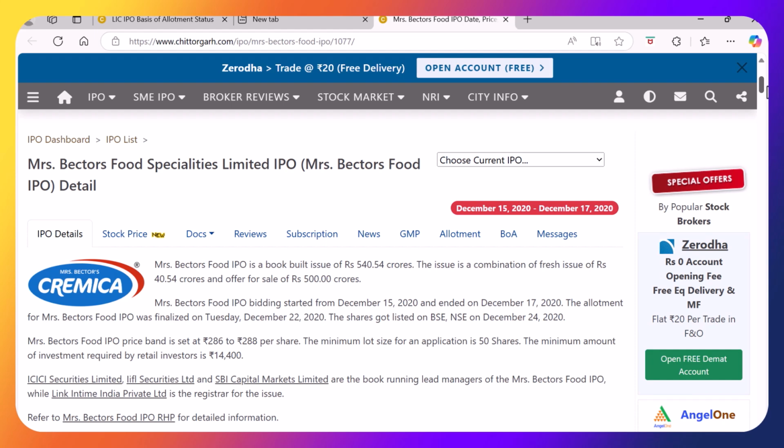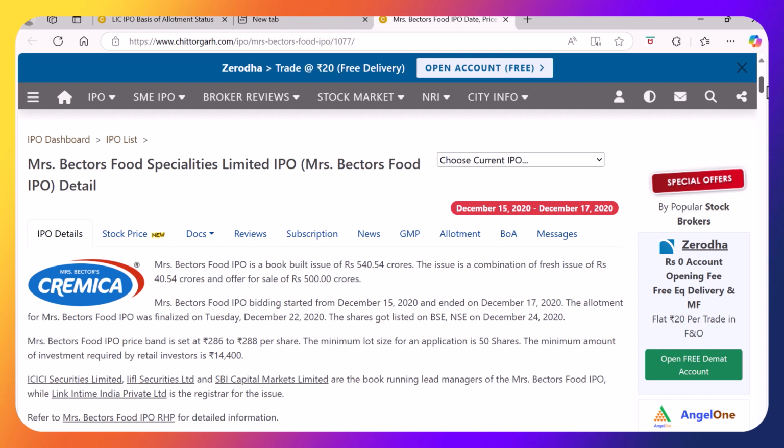Mrs. Bector's Food IPO bidding started from December 15, 2020 and ended on December 17th. The allotment for Mrs. Bector's Food IPO was finalized on Tuesday, December 22nd of 2020. The shares got listed on BSE and NSE on 24th of December. Okay, just hold on. First of all, this was a book built issue of 540 crores. And this was a combination of fresh issue of rupees 40 crores and offer for sale of 500 crores.